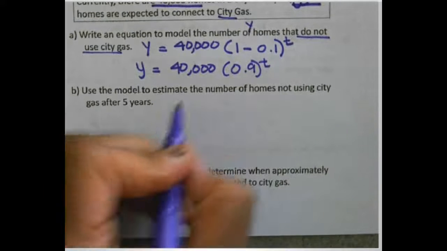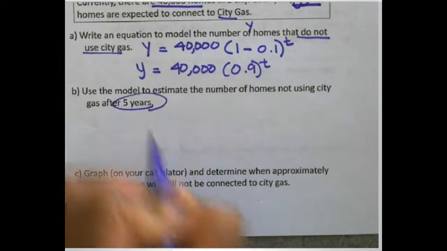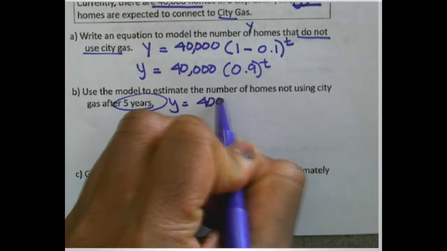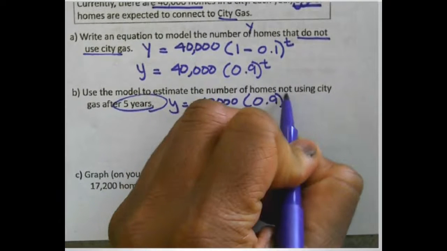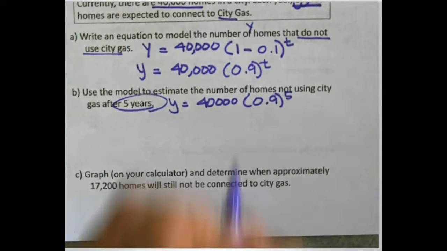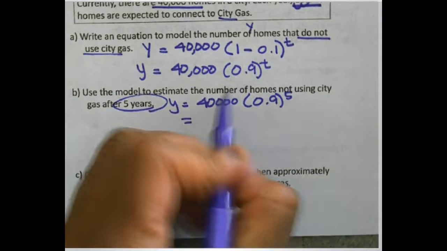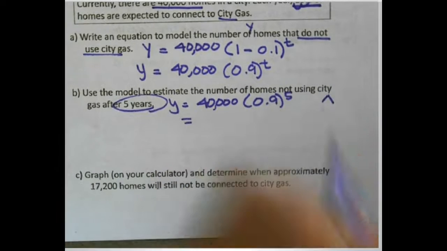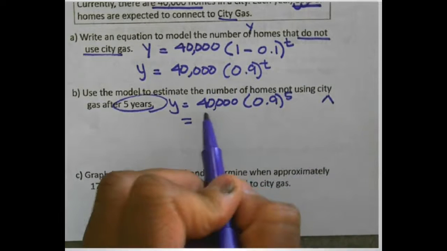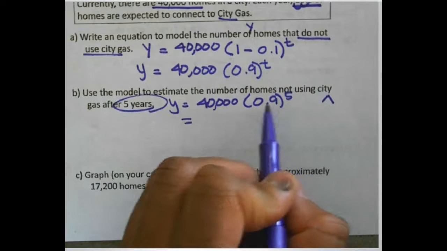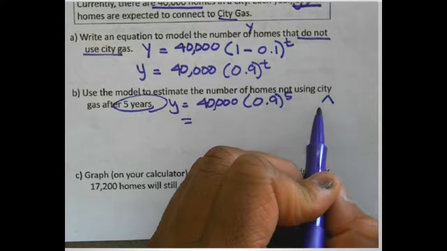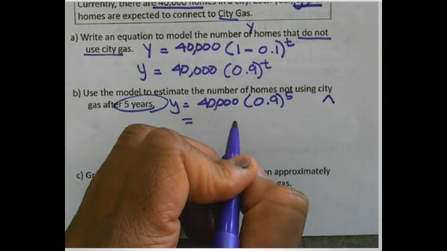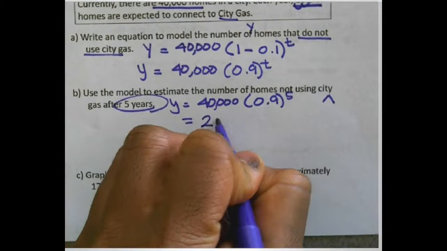Okay, the next thing for part B, use this model to now estimate how many homes do not have city gas after 5 years. So I'm going to go ahead and plug in my 5 for my time. And then I will have you use your calculator for this part. And if you're not sure how to use your calculator for these numbers, you can go ahead and check in with your teacher. But you'll just use the caret button, the arrow pointing up. So you can just do 40,000 parentheses 0.9 parentheses and then raise that caret button, which is right above division, to the 5th power. And then when you punch that in, you can simplify that and get that it is about 23,620.